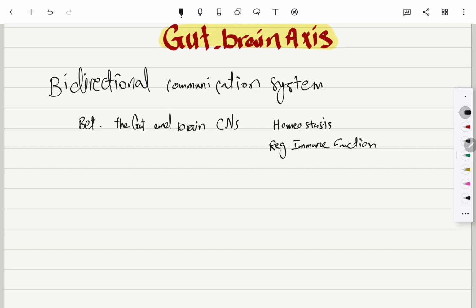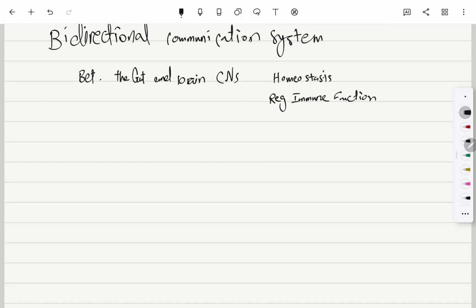The key components of the gut-brain axis are, number 1, the CNS, as brain and spinal cord, which send the gut signals through the autonomic pathway.